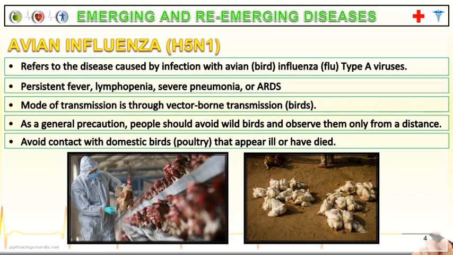To control and prevent this, take protective actions around birds as a general precaution. People should avoid wild birds and observe them only from a distance. Avoid contact with domestic birds, poultry, that appear ill or have died. Avoid contact with surfaces that appear to be contaminated with feces from wild or domestic birds.